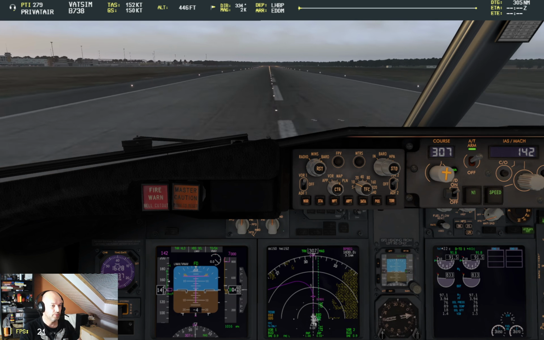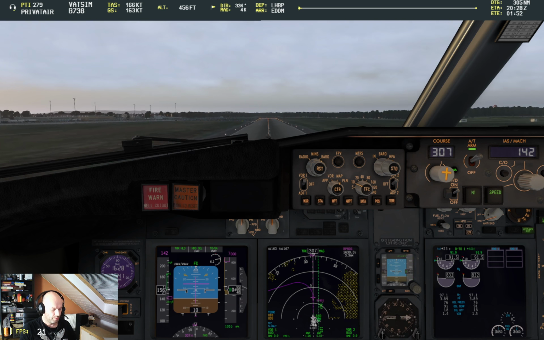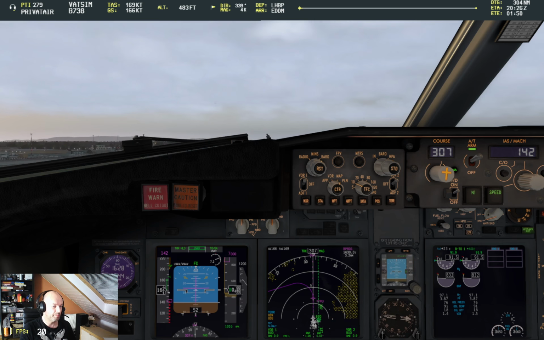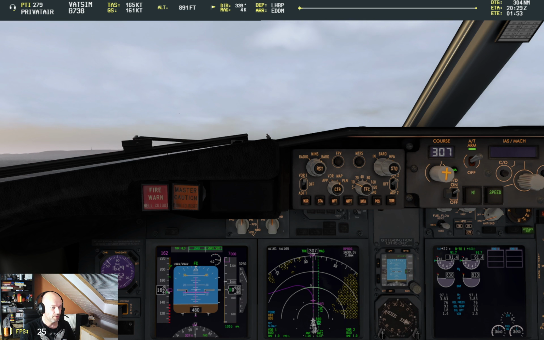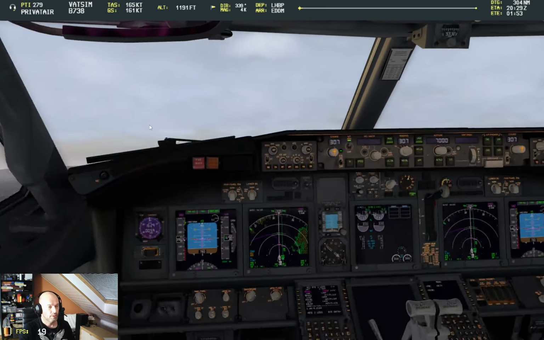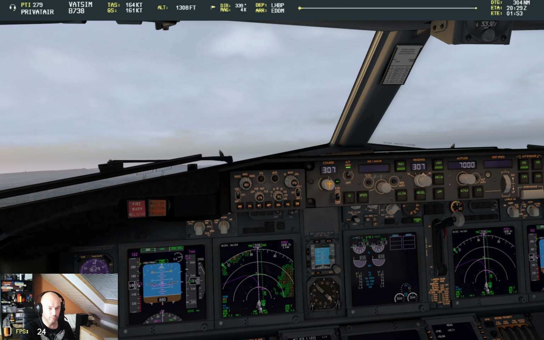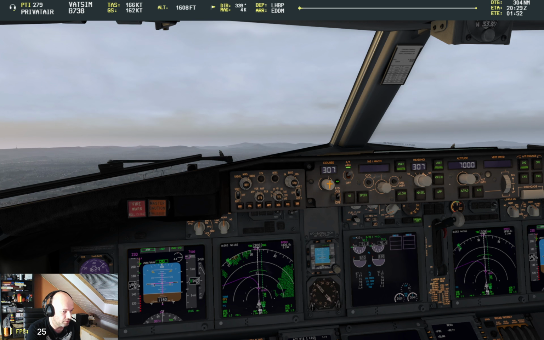V1, rotate. Positive rate. Gear up. Turn off the screen. 400. VNAV speed green. Okay, let's be boring today. I switch on the autopilot early. Autopilot is green. 1000. We have LNAV, VNAV speed armed, and throttle armed.